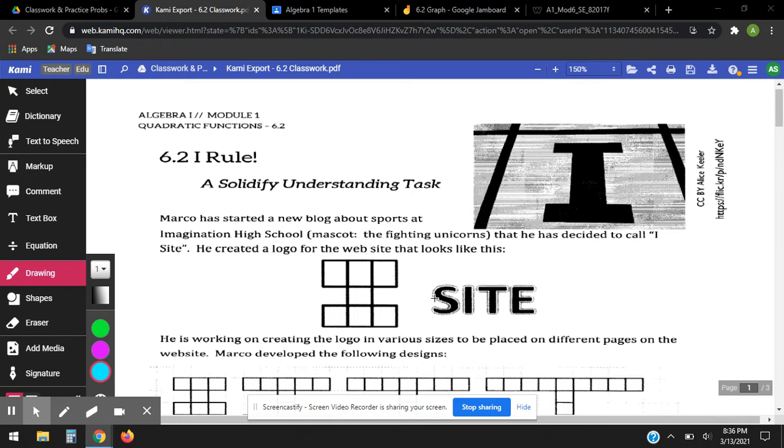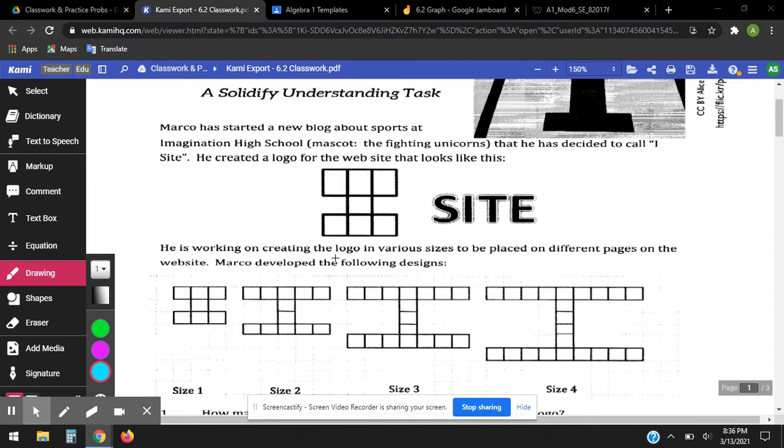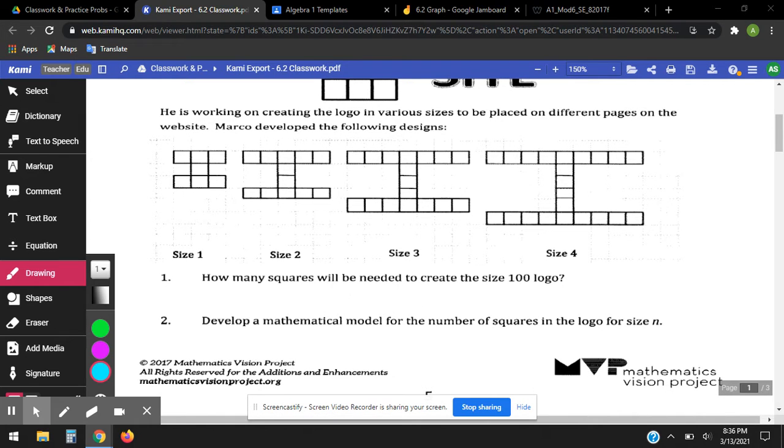Marco has started a new blog about sports at Imagination High School. The mascot is the Fighting Unicorns, so he has decided to call it iSite. He has created a logo for the website that looks like this. He's working on creating the logo in various sizes to be placed on different pages on the website. He's developed the following designs: size 1, size 2, size 3, size 4.